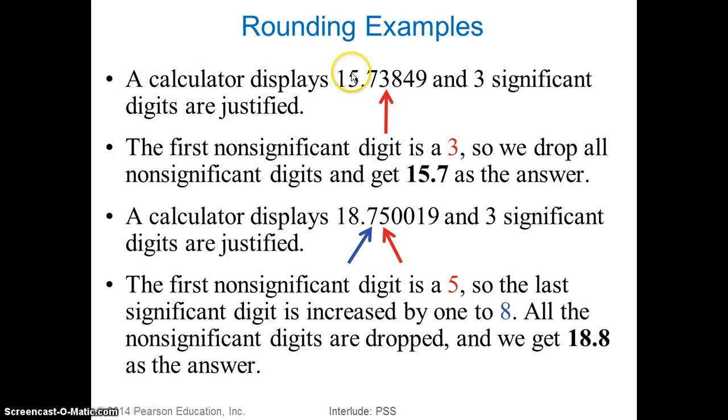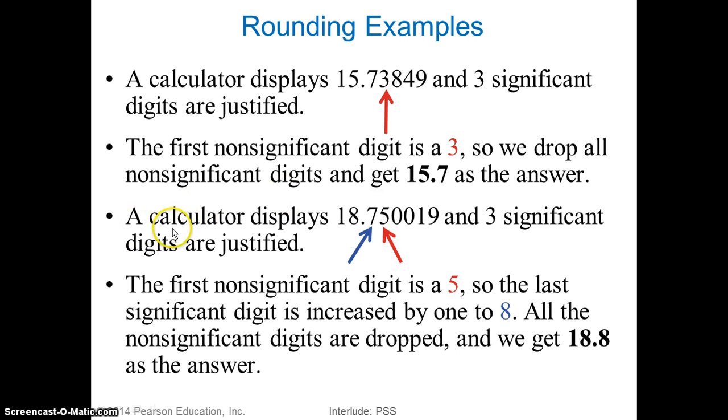Okay, so now let's take an example. If your calculator displays 15.73849 and we are going to round to 3 significant digits. So let's say we have 1, 2 and 3 significant digits. After that we have a non-significant digit, which is 3. 3 is less than 5, so we drop all non-significant digits, so we round to 15.7 as the answer.